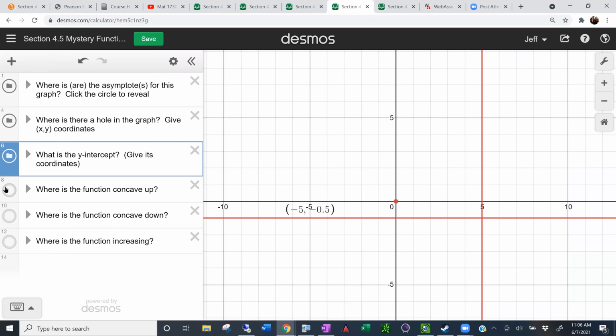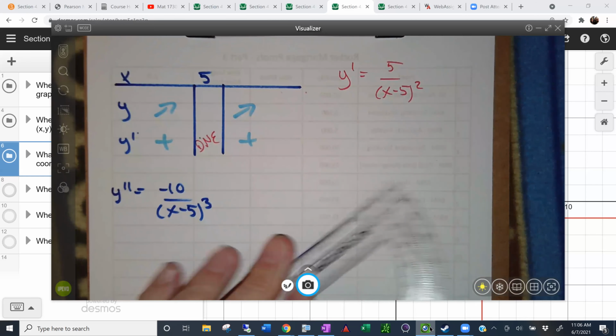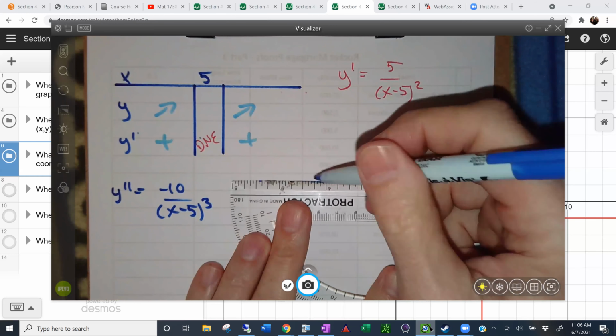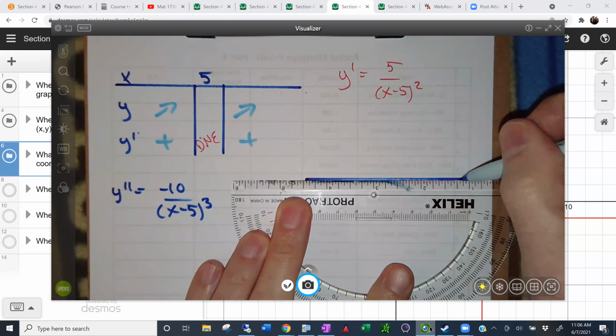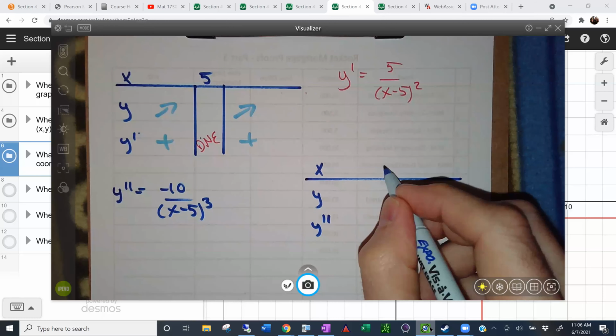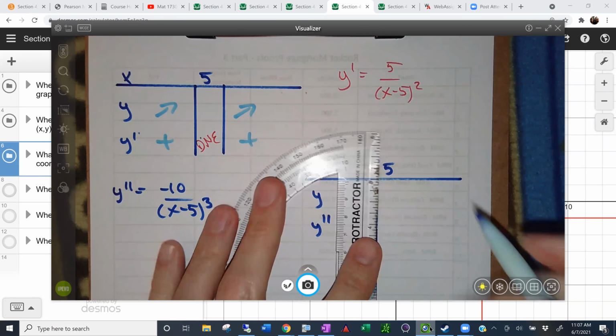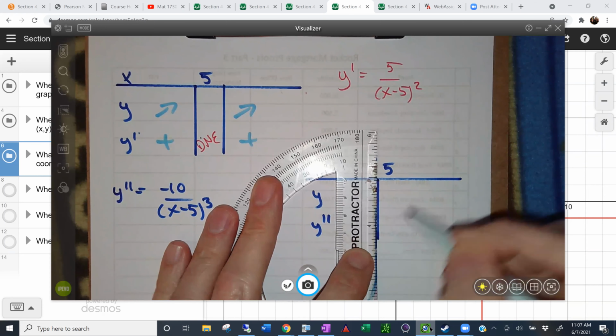So for the last part here, we're going to look at the concavity. So y double prime equals -10 over (x minus 5) cubed. I'm going to do a little testing here as well. X, y, y prime, y double prime. The only place that this can change signs is at x equal 5, where the denominator can go from positive to negative or vice versa. We just need to figure out what's happening there.